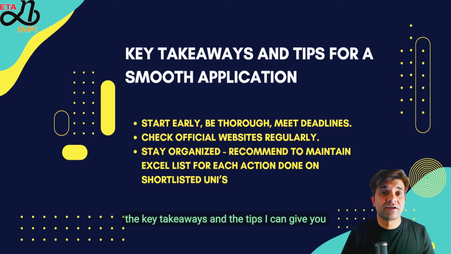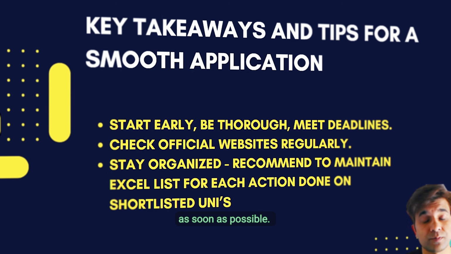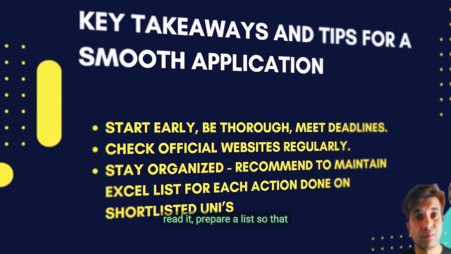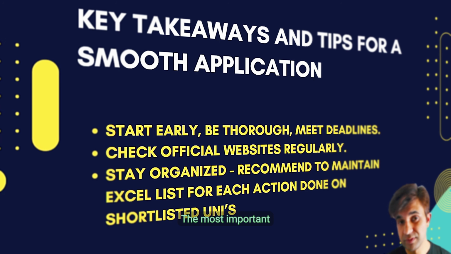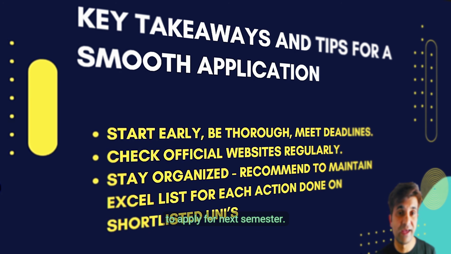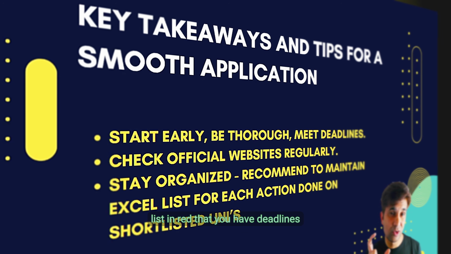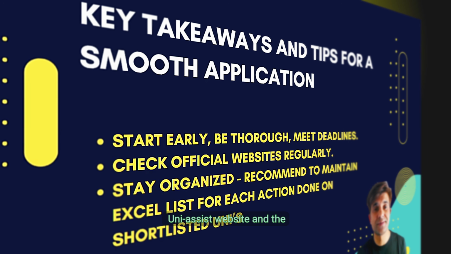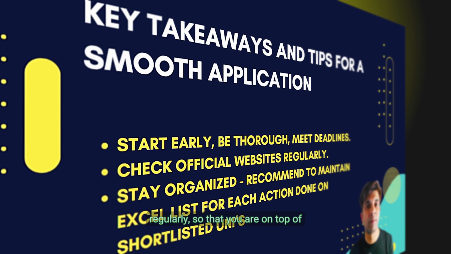From my side, the key takeaways and tips I can give you for a smooth application are to start early, as soon as possible. Be thorough. Whatever is stated on the university website, read it and prepare a list so that you have everything at a glance and don't miss any important details. The most important thing is to meet deadlines. After the deadline is over, you have no chance, sadly. So you have to apply for the next semester. So it's important you keep in mind and mark in red that you have deadlines coming up. And you should check the websites regularly, like the DAAD website, the Uni-Assist website, and the websites of the universities you're applying to, so that you are on top of every piece of information you need to know.